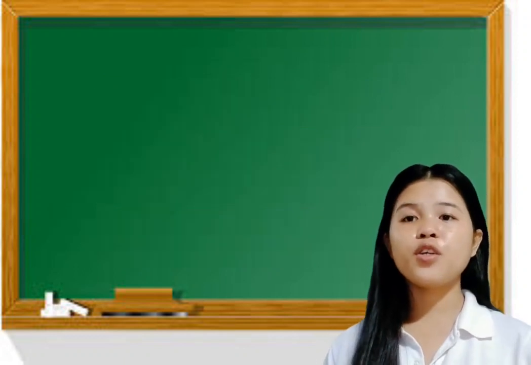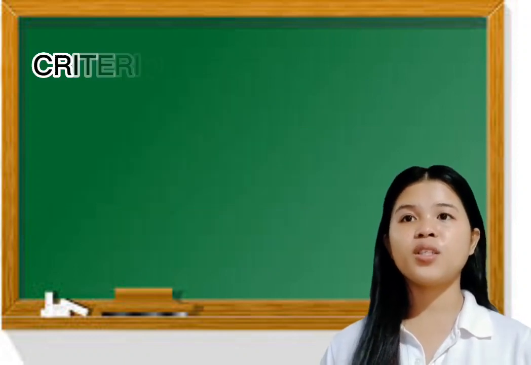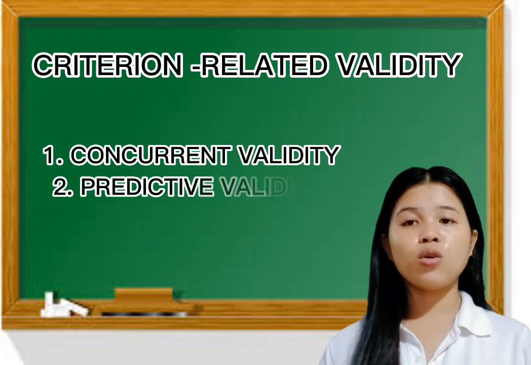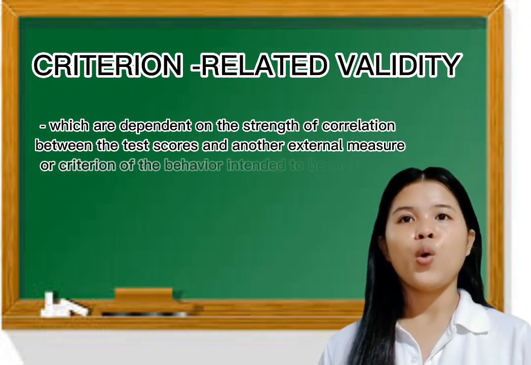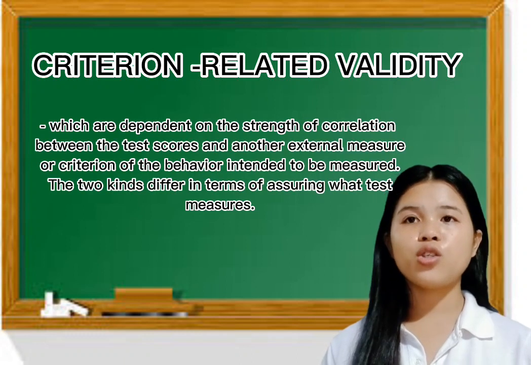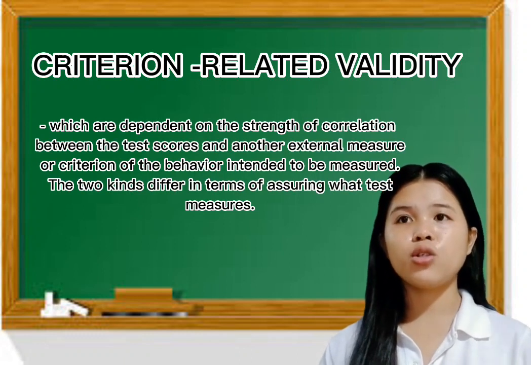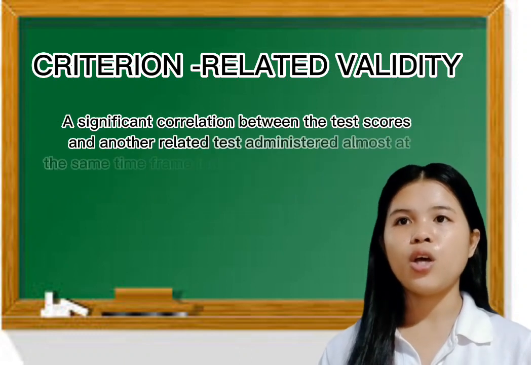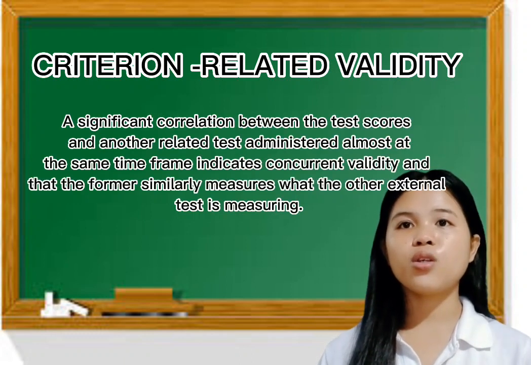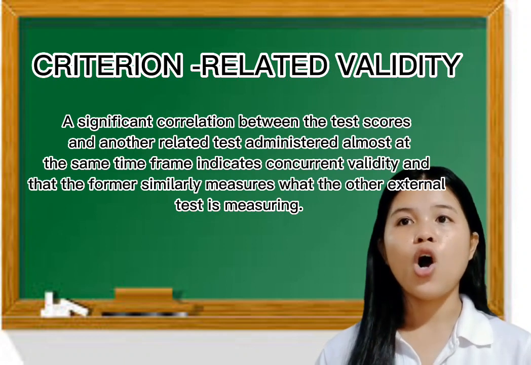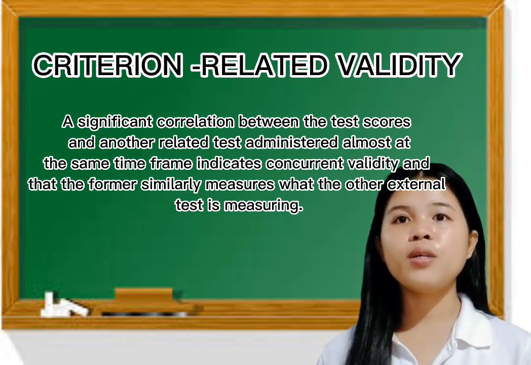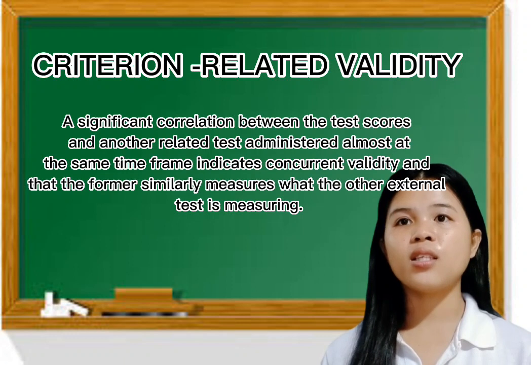For the second conventional kind of validity, which is criterion-related validity, there are two kinds, which are concurrent and predictive validity, which are dependent on the strength of correlation between the test scores and another external measure or criterion of the behavior intended to be measured. The two kinds differ in terms of when the criterion is assessed. A significant correlation between the test scores and another related test administered almost at the same time frame indicates concurrent validity, and that the former similarly measures what the other external test is measuring.